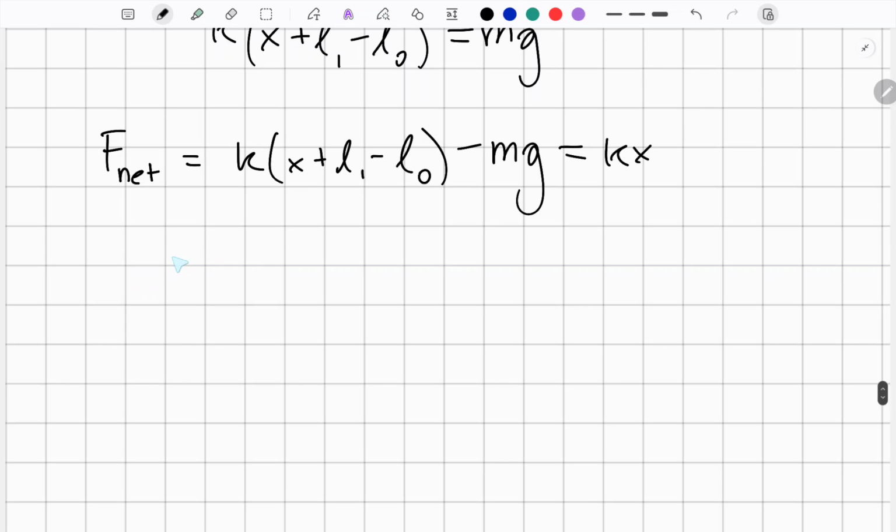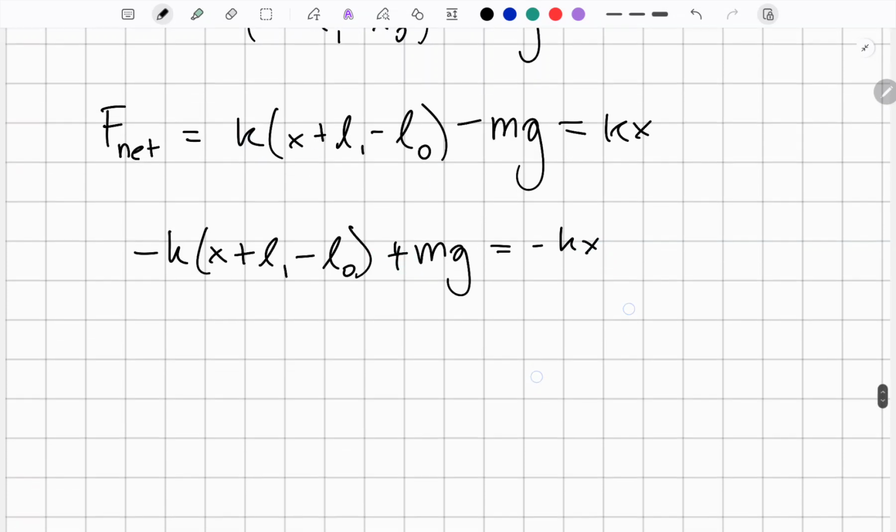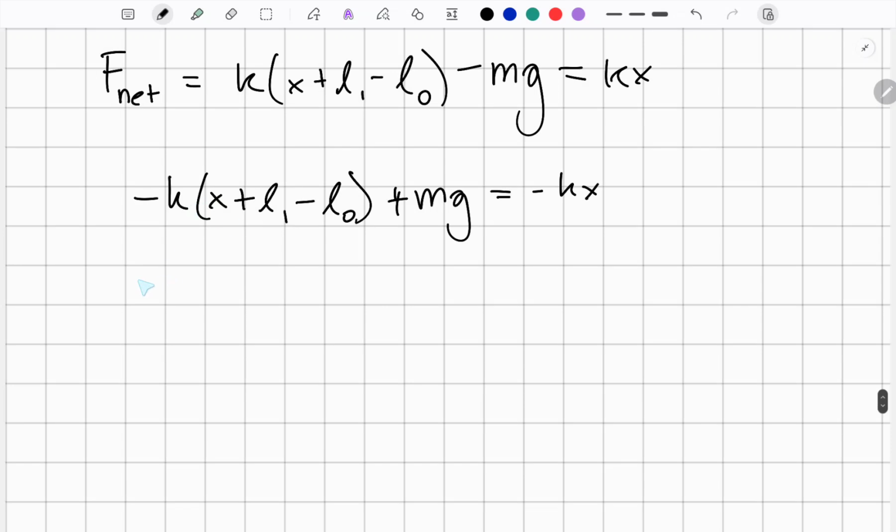We can also go about it like this. We can change this around, show that negative for our restoring force of the spring, minus L naught plus mg is equal to negative kx. It's the same formula. You notice you just multiply through by negative 1 on both sides. Same formula. So now we're going to work this out.